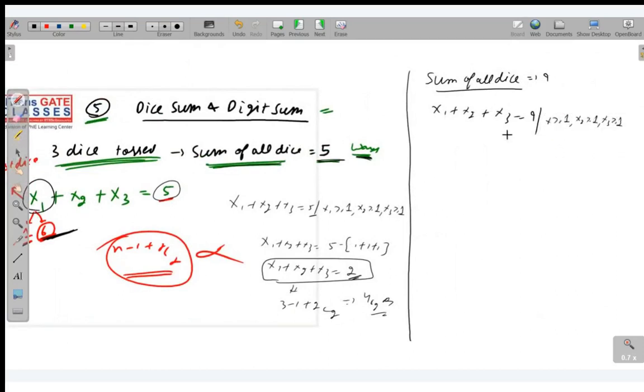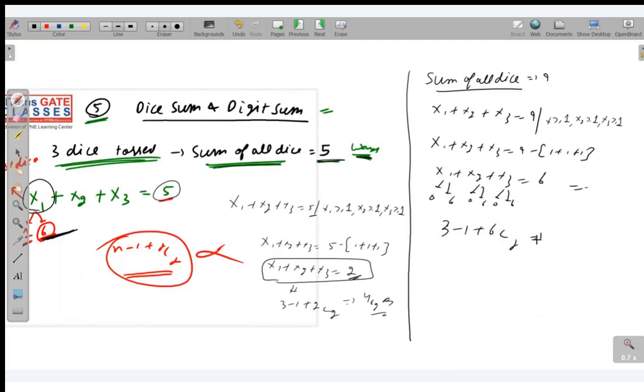Yes. So now what I will say, x1 plus x2 plus x3 is equal to 9 minus (1 plus 1 plus 1), because of the lower limit, so I have applied it. So finally x1 plus x2 plus x3 is equal to 6. So now x1 can take value from 0 to 6, no problem. x2 can take value from 0 to 6, x3 can take value from 0 to 6, no problem at all. So I will apply the formula n minus 1 plus r C r. What is n here? Number of variables, 3 minus 1 plus r, what is r? 6. C 6. So it comes out to be 8C6, that is nothing but 8C2. 8C2 is my answer, no problem.